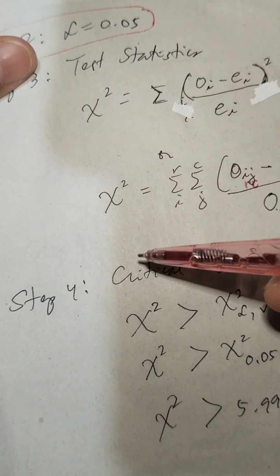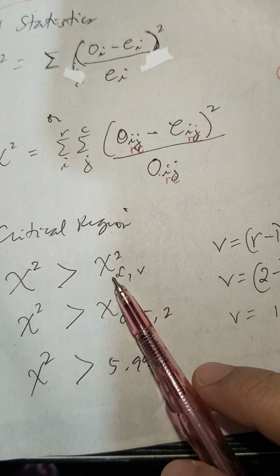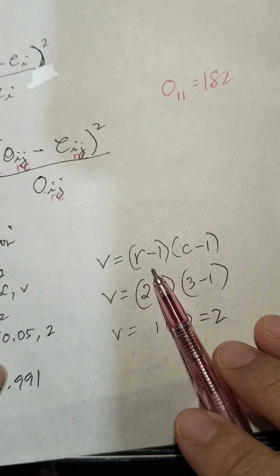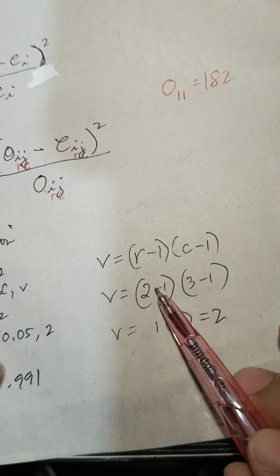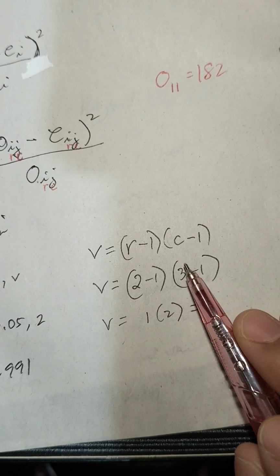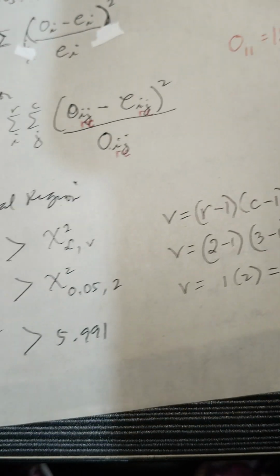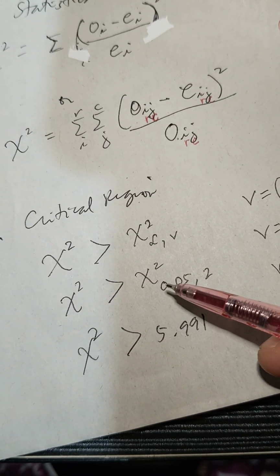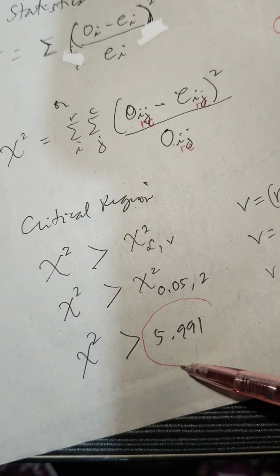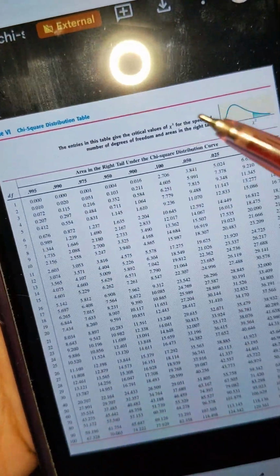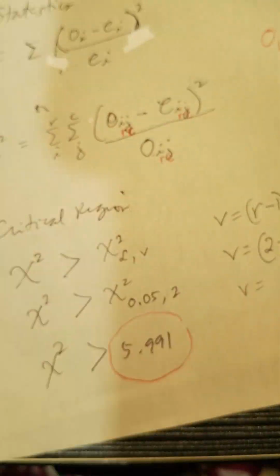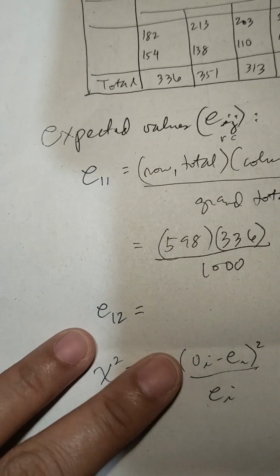Let's go to the critical region for step 4. If your chi-square computed is greater than your chi-square alpha at degrees of freedom v, we have alpha from step 2. The degrees of freedom v is row minus 1 times column minus 1. We have two categories for the x variable, meaning two rows, and 3 religious affiliations, so column is 3. So, the final degrees of freedom is 2. Now, look at the value of the chi-square at alpha 0.05 and degrees of freedom 2. Where did we get this 5.991? In the chi-square table, at 0.05 and degrees of freedom 2, we have 5.991. That's it.